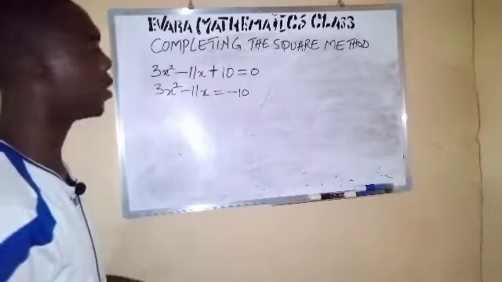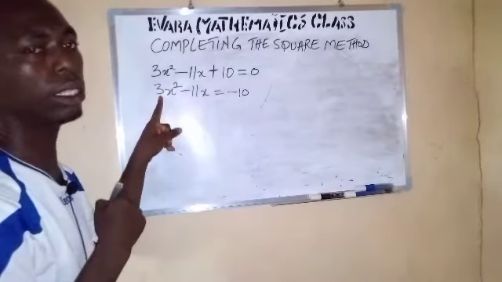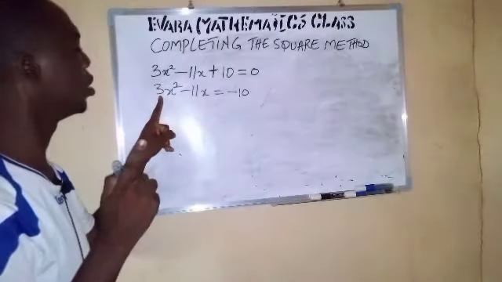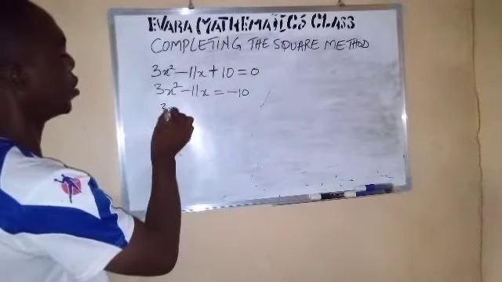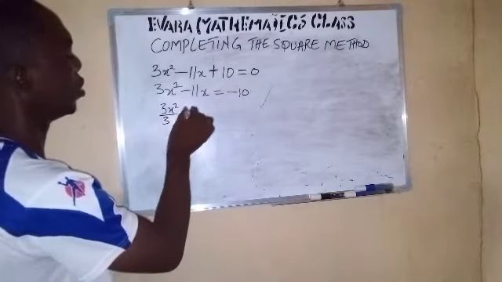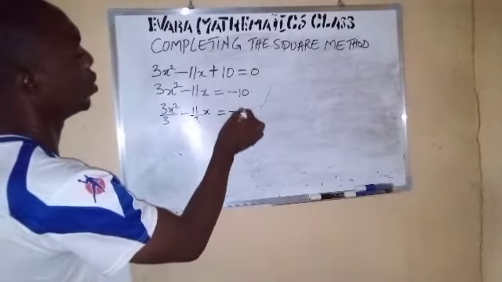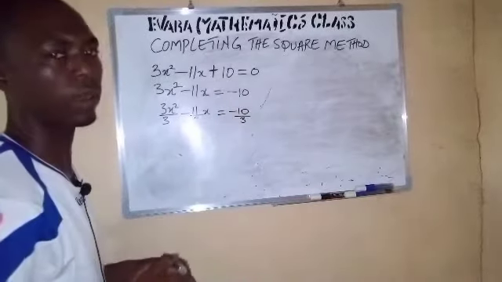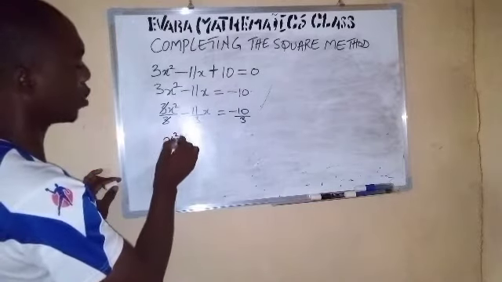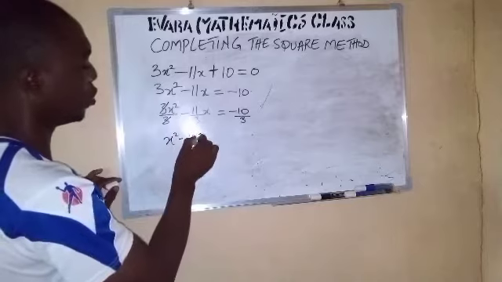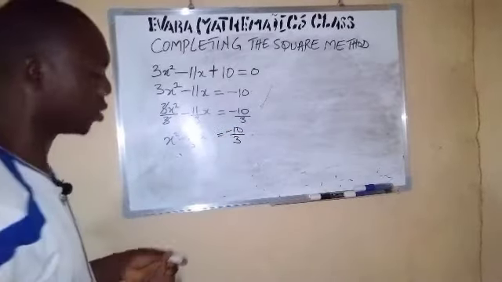Now the next step is you divide both sides by the coefficient of that squared letter. That is if it is more than 1. What we have here is 3. So we have 3x squared over 3 minus 11 over 3x equals minus 10 over 3. So this will now become x squared minus 11x over 3 equals minus 10 over 3.